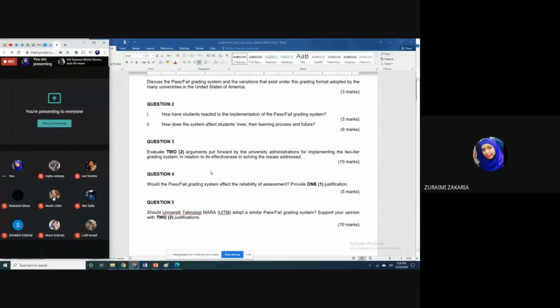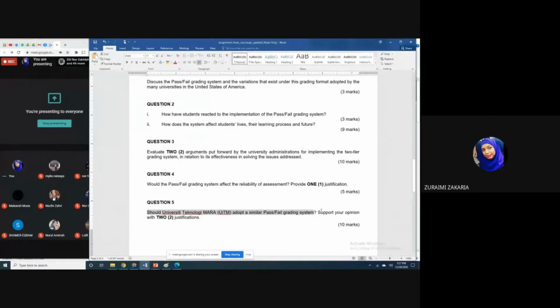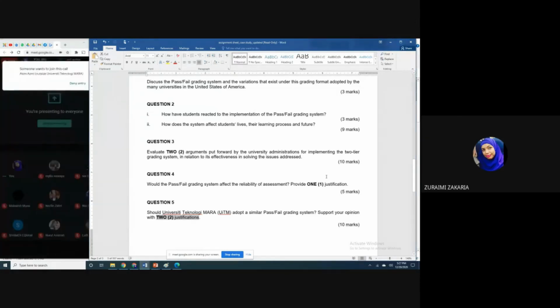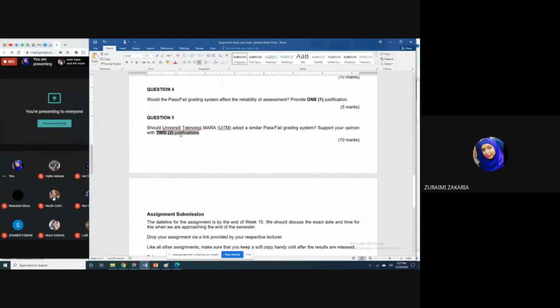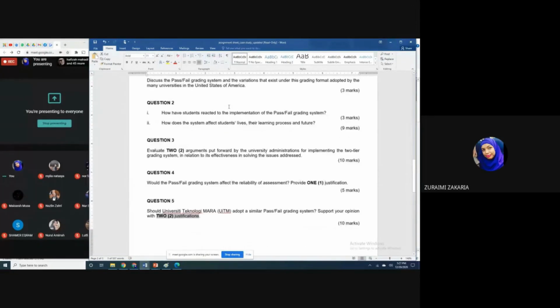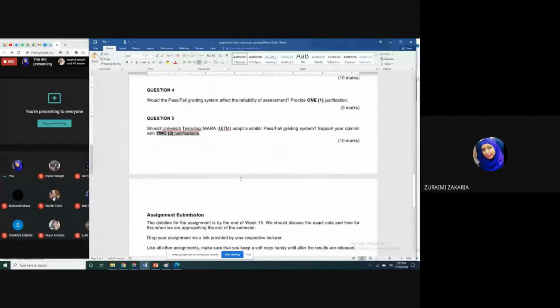Soalan kelima, should UiTM adopt a similar pass and fail grading system? Then you have to express your opinion. Yes, UiTM should. No, UiTM should not. Okay, and then support your answer with 2 justifications. Because, kenapa? Okay, so kena agak panjang jugalah kot justification itu. Right? But this, if you have a good understanding, if you have read a lot about this particular context of the case study, should not be a problem to answer this.